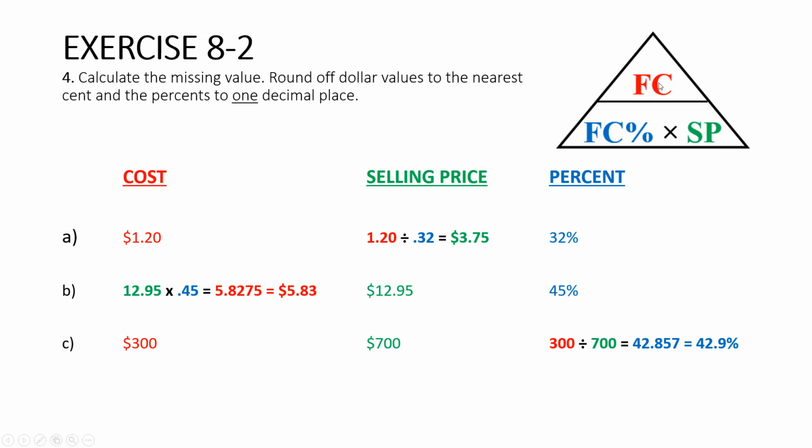And in the last example, we are looking for the food cost percent. We are looking for this. We must divide the food cost by the selling price. The food cost is $300. The selling price is $700. $300 divided by $700, rounded to one decimal place, as we've been asked for. 42.9% would give us the food cost percent.